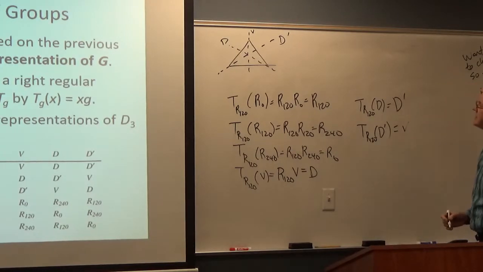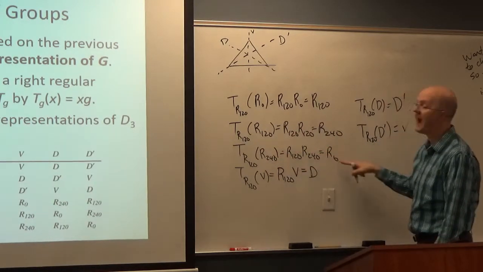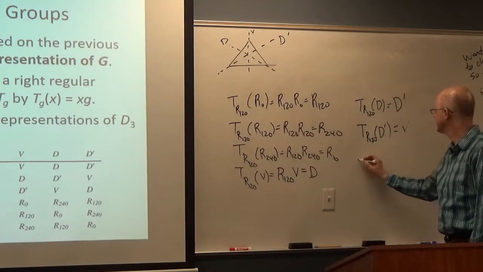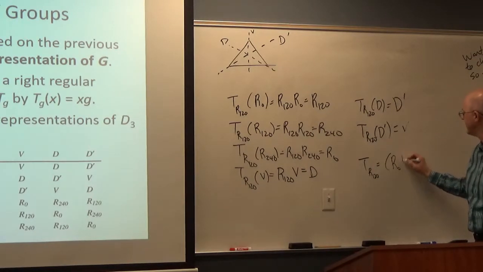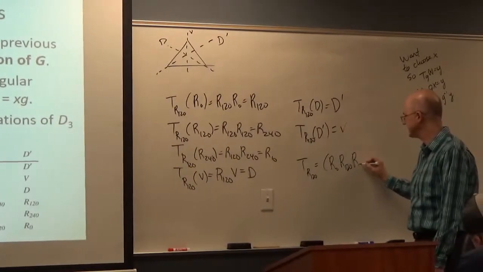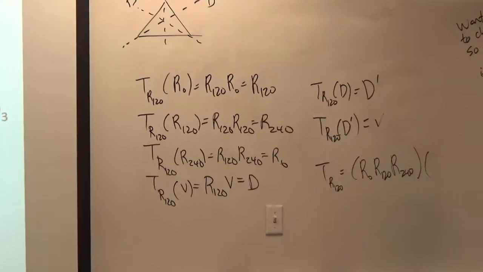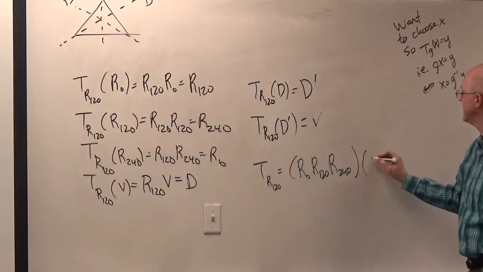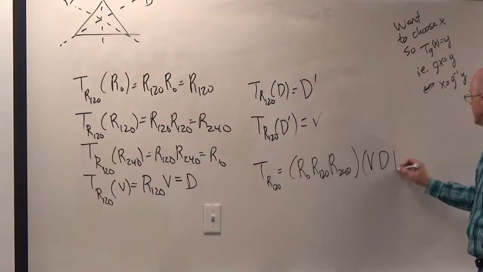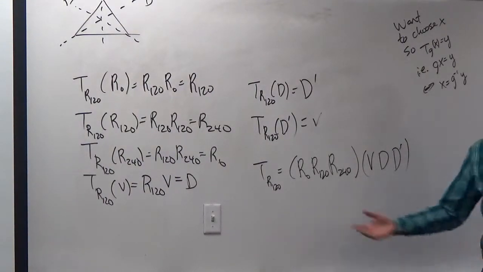Okay, so this is a permutation. It's mapping R0 to R120, R120 to R240, R240 back to R0. That forms a cycle. With cycle notation, I could write this. And what happens with the flips? It maps V to D, D to D prime, D prime to V. I could write this. This is cycle notation, just like in chapter 5. Those are disjoint cycles, each of length 3.